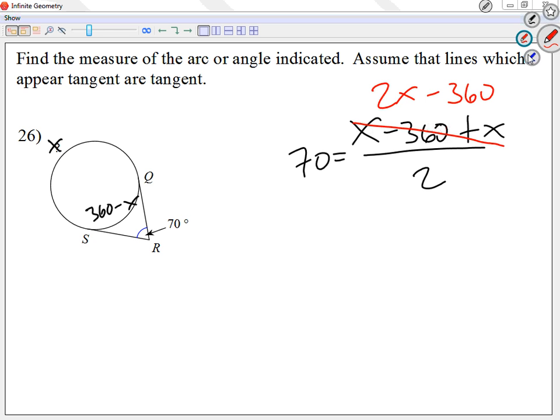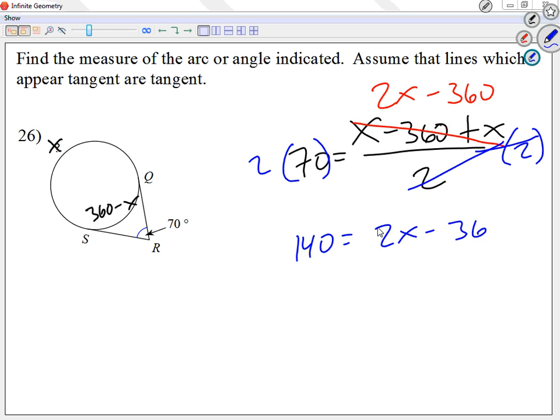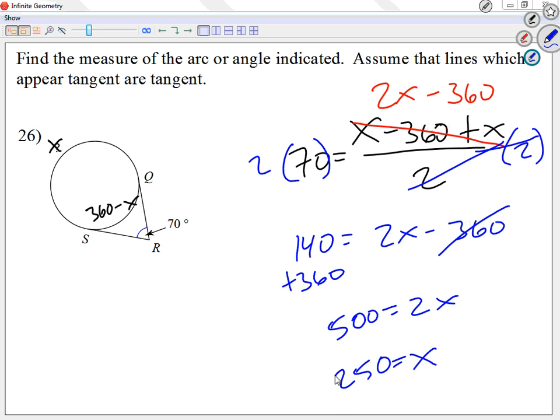All right, now let's get rid of fractions. Multiply both sides by 2, so those 2's go away. I'm going to have 140 is equal to 2x minus 360. My minus 360, let me move it to the left as a plus 360. So I'm going to have 500 is equal to 2x. So I think we can agree that x is equal to 250.